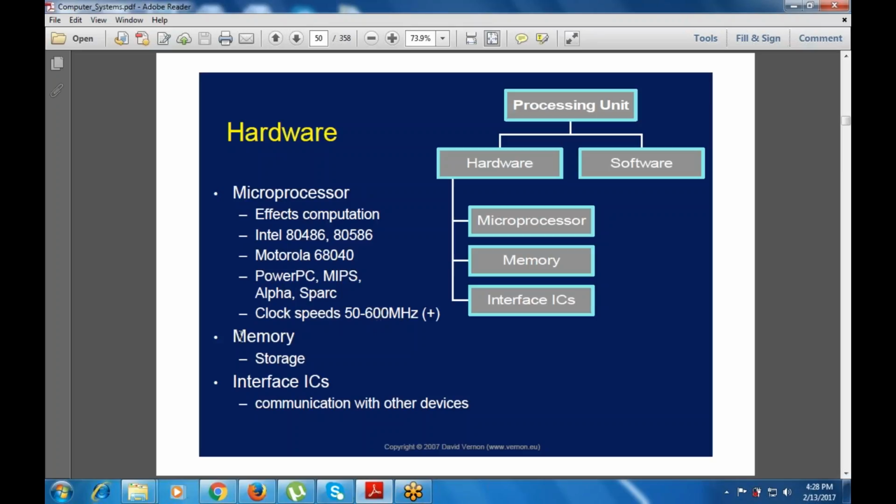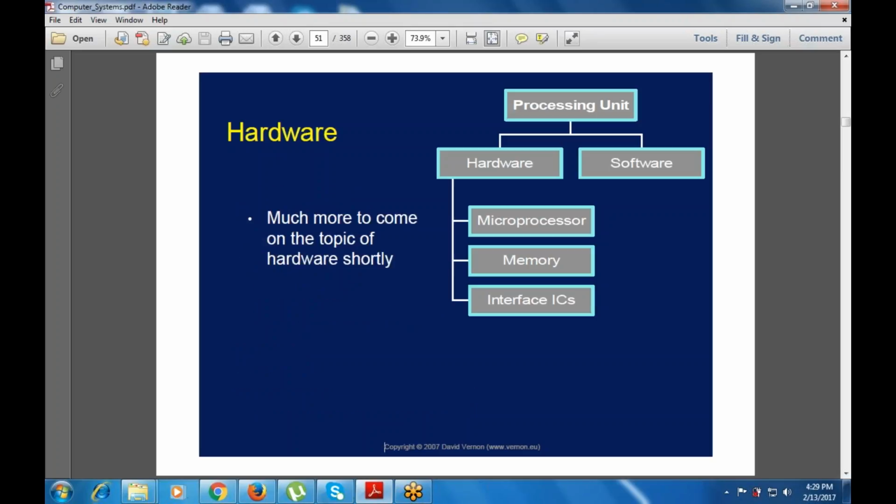And after this, there is a memory that includes a storage. Storage means how we can store the data. The interface IC, that is the integrated circuit, provides communication with the other devices as well. Now, what is the hardware? There is much more to come on the topic of the hardware shortly.